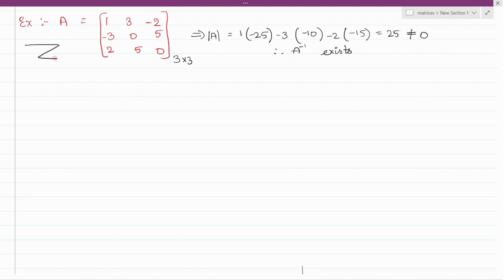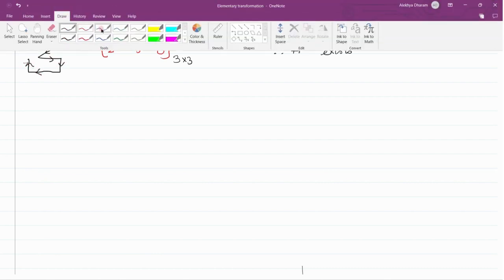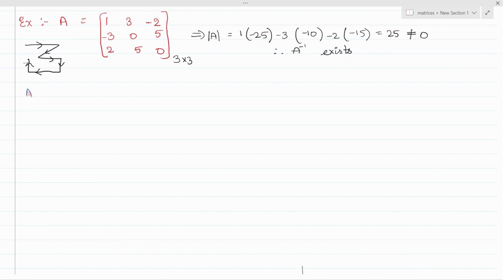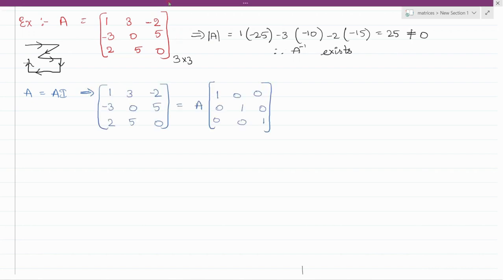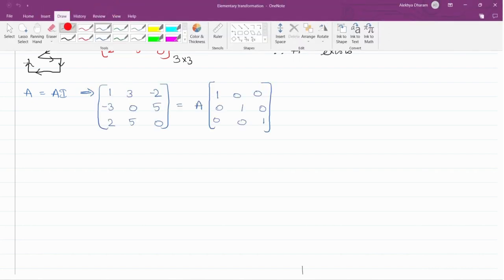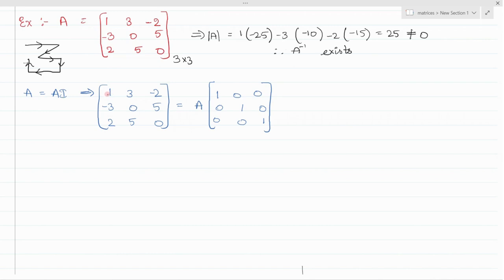And we have already discussed the magic pattern to find out the A inverse. So this is the magic pattern we're now going to follow to find the inverse. Our first step is to write A is equal to A into I. Now the next step is to convert this element as 1, but it is already 1. So the next element is this. Now we need to convert this as 0.